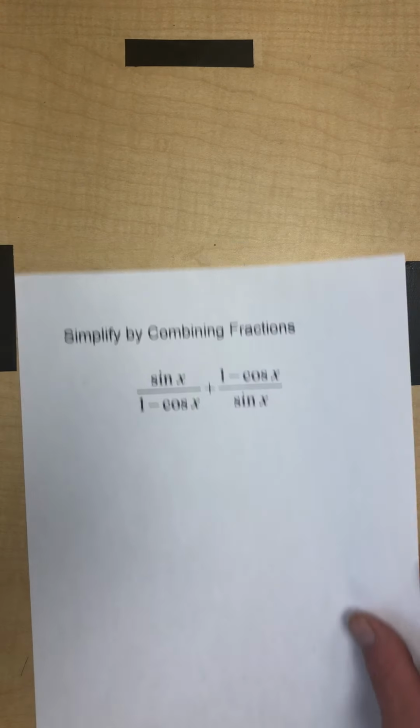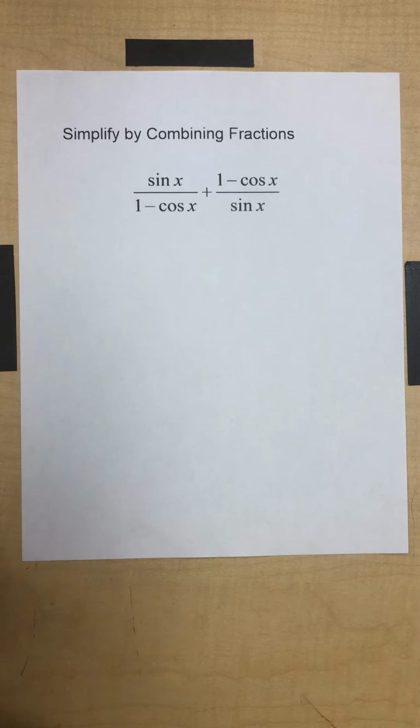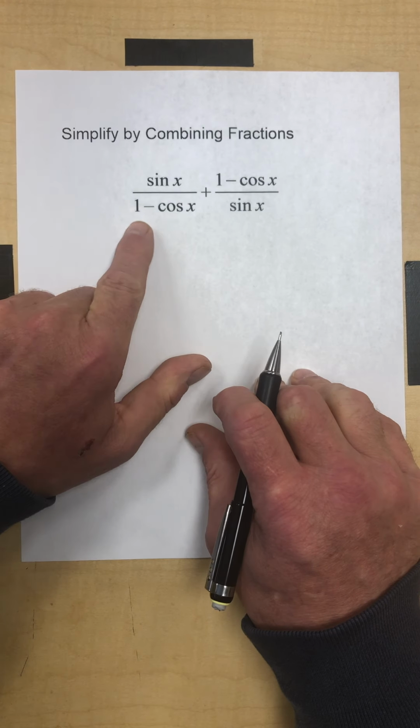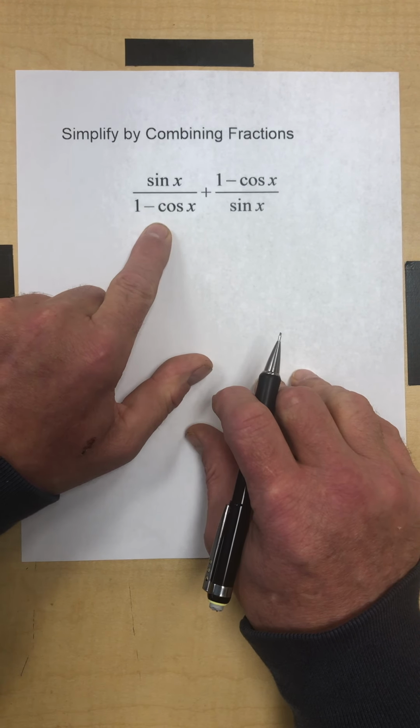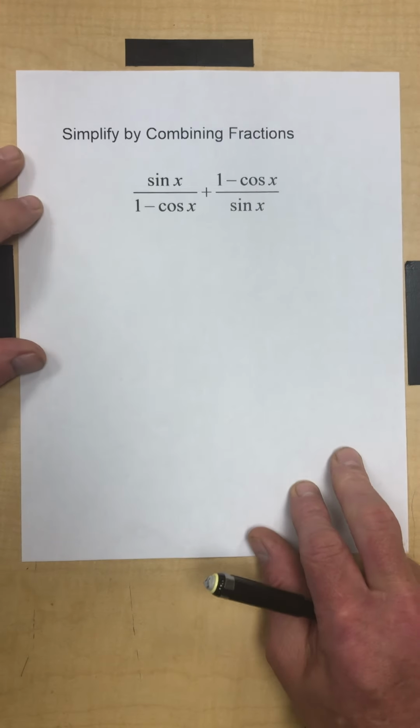Okay, so let's see. Going back to what we started working on yesterday, let's get a couple more like these. So we want to simplify by combining the fractions. So I've got to find a common denominator. It looks like this denominator has one factor of 1 minus cosine of x, and this guy has one factor of sine of x.